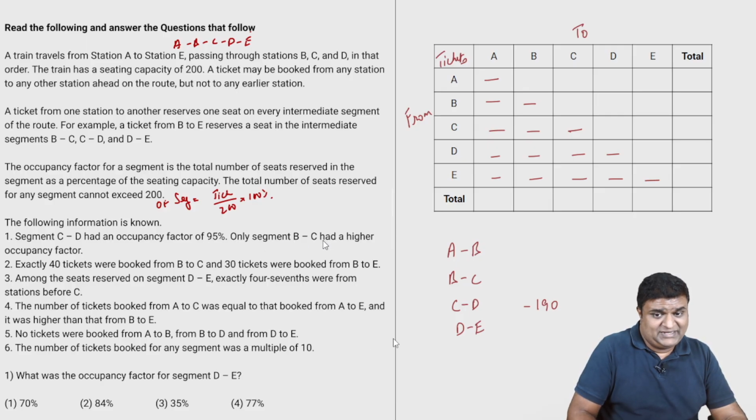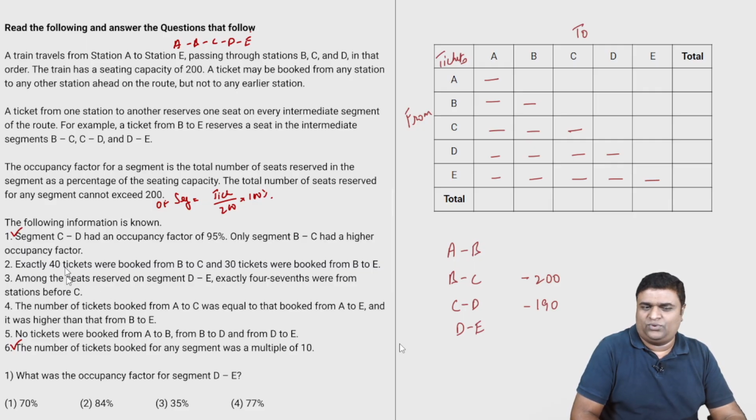Then what about the rest? Only segment BC had a higher occupancy factor. BC had something more than 190. Now, what can that be? Can you have any value possible? In fact, the last clue over here tells me that the number of tickets booked for any segment was a multiple of 10. So all these segments over here are multiples of 10. And if BC had something which was more than CD, it should have been 200 and no other way out. So 6 I'm done with, and 1 I'm done with, right?